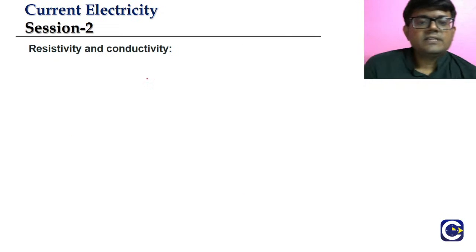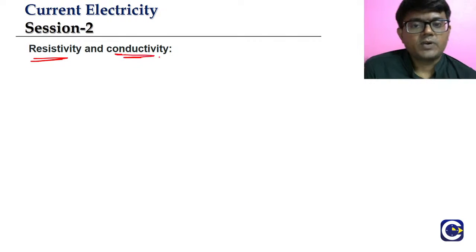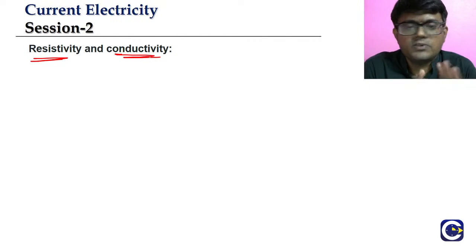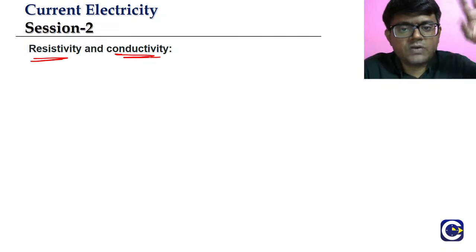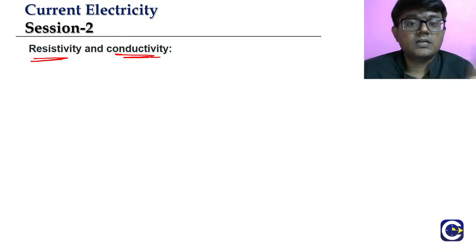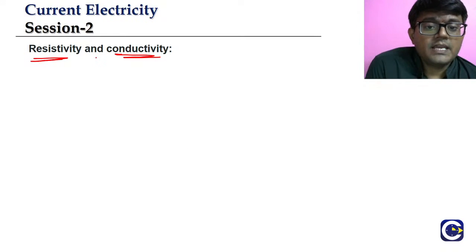So resistivity and conductivity: we mentioned a new physical quantity, and for any physical quantity, we have to look at what the SI unit is and what the dimensional formula will be, okay. Here we talked about resistivity.